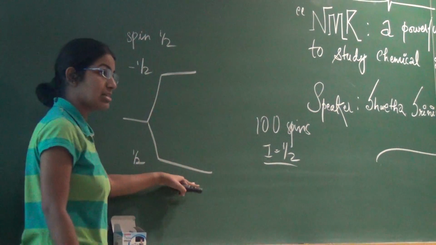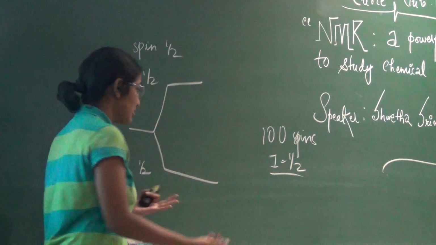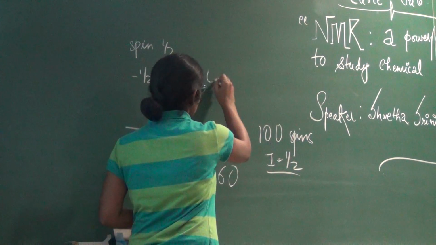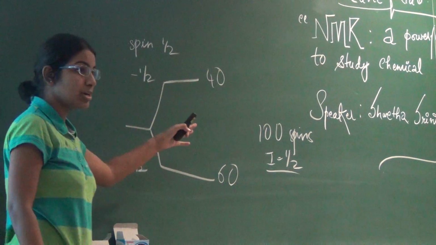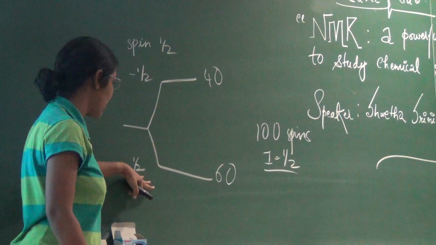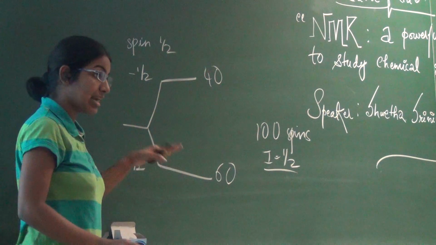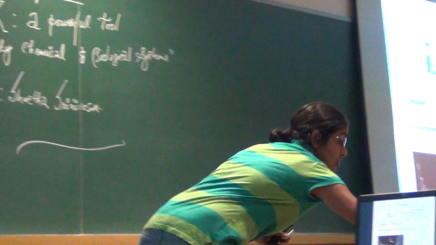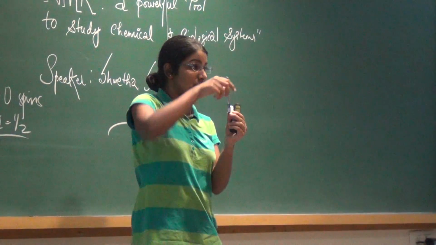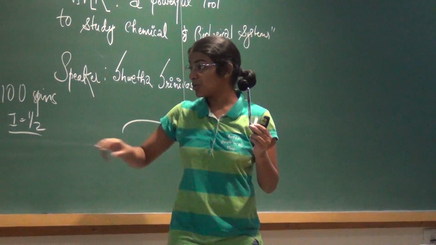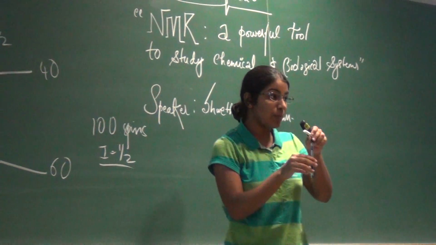Since this state is lower in energy, let's say that this has about 60 spins and this has about 40 spins. I also told you that the spins in this state are precessing about the positive z-axis, and the ones here are precessing in the opposite direction.